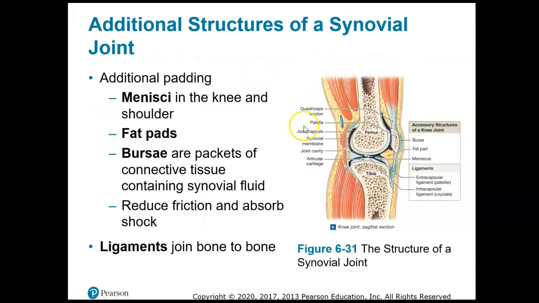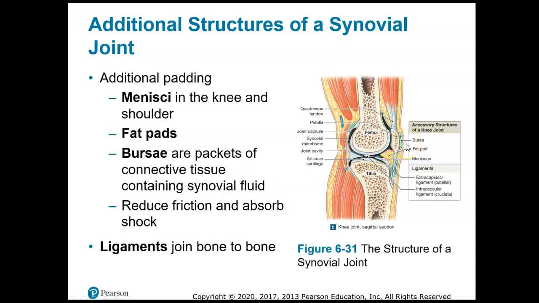And then this is the knee joint, so you can see additional structures that provide support, protection, stability, that kind of thing. We can see the bursa. Bursa are just membranes that are filled with fluid. So you see people get bursitis or inflammation of the bursa, and that's common in the shoulder and the elbow and the knee. But these are just extra pads of fluid, packets of connective tissue containing synovial fluid. They reduce friction and absorb shock.